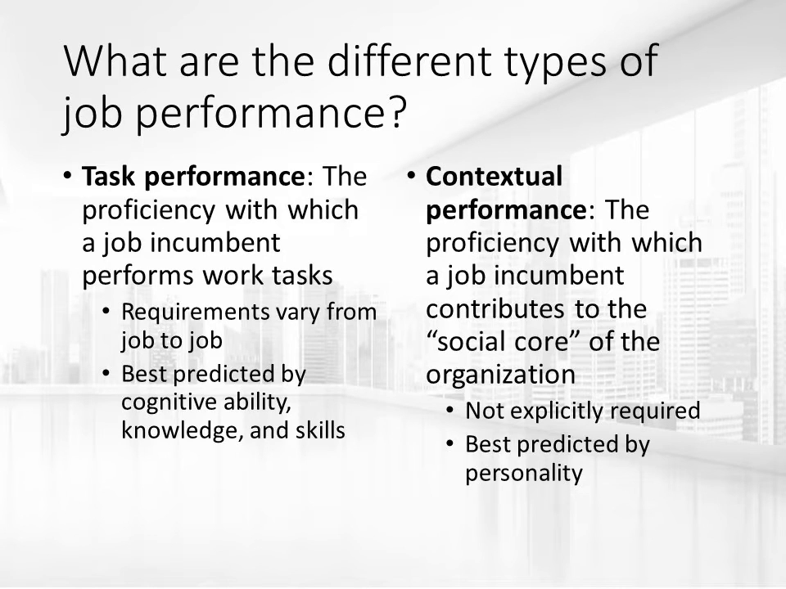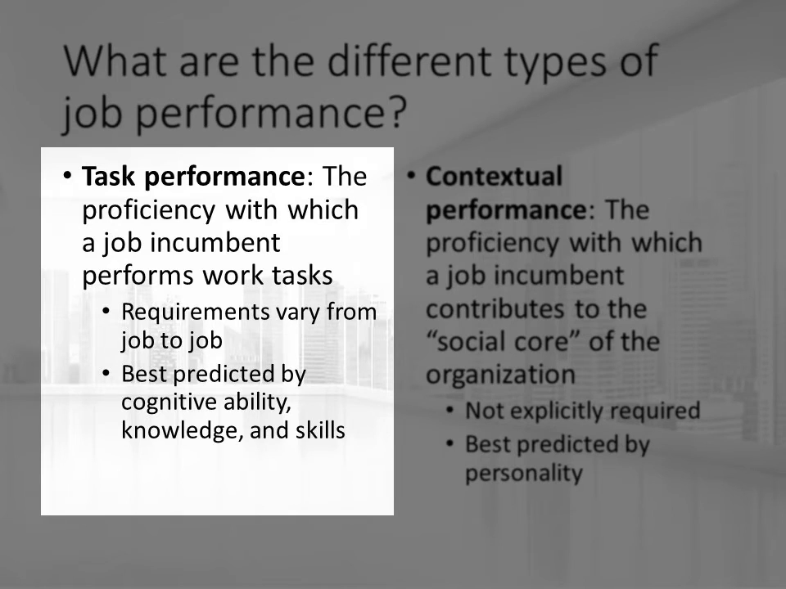IO psychologists also find it useful to differentiate between task performance and contextual performance. Task performance is how well job incumbents perform the tasks, the activities, the duties of the job. And of course, these requirements vary from job to job. When this type of performance is important, we might use cognitive ability tests, knowledge tests, or work samples.